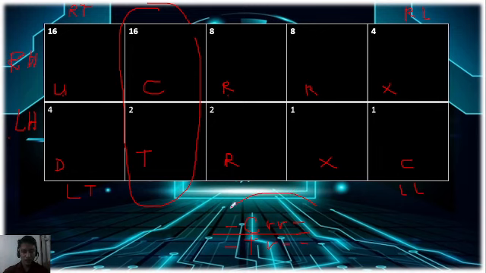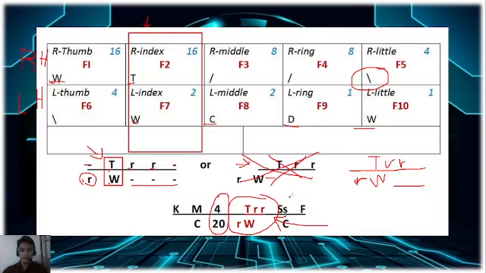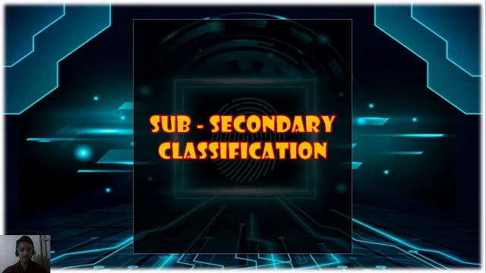So the result of our fingerprint secondary classification is like this. So that is our secondary classification: dash C R R dash over dash T, or big letter T, and then R, small letter R, dash dash. So this is what we will now put in our classification formula, like this. So that is for the secondary classification.